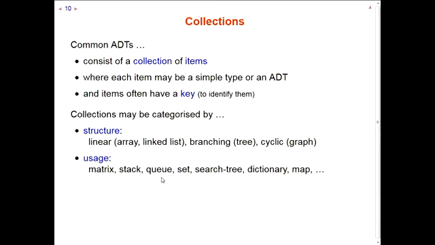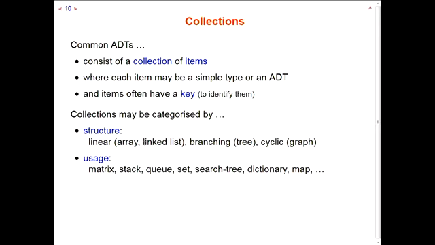Now, common abstract data types consist of collections of items where each item might be a simple type or an abstract data type in itself, just like we have built up structures from simpler structures, our speeding ticket consisting of a simpler structure, date and time. You can nest abstract data types into more and more complex data types. And you often have items that have a key to identify them in that abstract data type. We will see examples of that later as well.